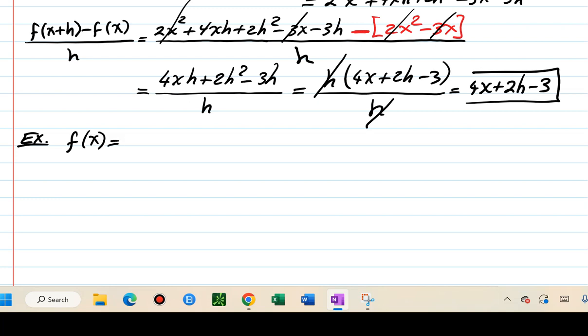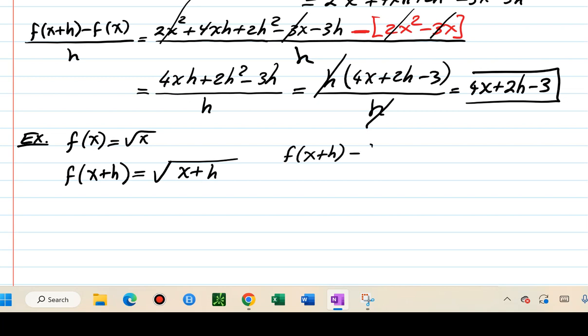What if I have f of x equal to root x? Let's do f at x plus h. Remember, for f at x plus h, you change your x in the original with x plus h. So that's just root of x plus h. And then our difference quotient is f at x plus h minus the original function, over h. It's always this, the difference quotient. This time, I have f at x plus h as root of x plus h, and f of x is just root x, divided by h.